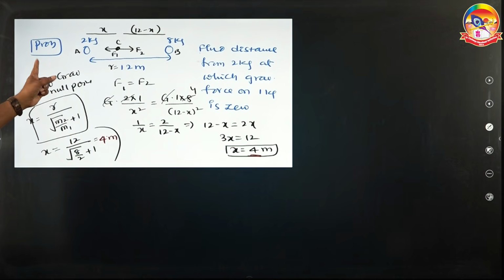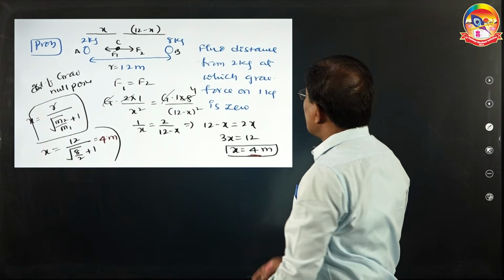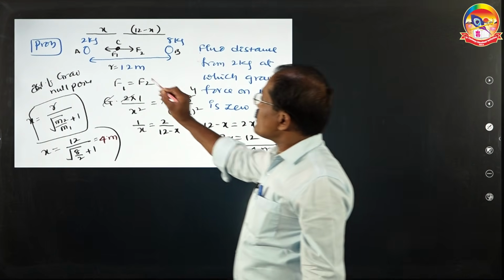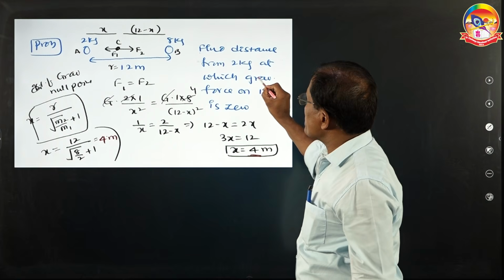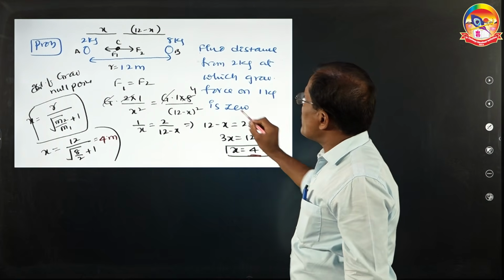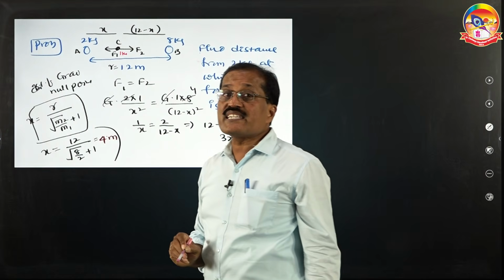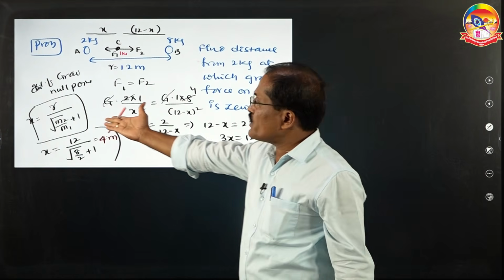Now, this is also another kind of question here. In this case, find the distance from the 2 kg at which the gravitational force on 1 kg is equal to 0. See, here the two masses, 2 kg and 8 kg, are kept. He is asking at what distance a 1 kg mass should be placed so that it does not experience any force, indirectly the null point. Null point concept only we can apply here.